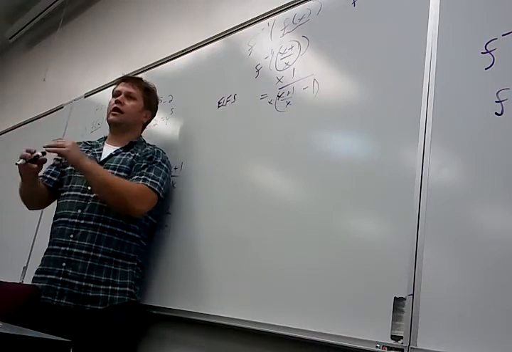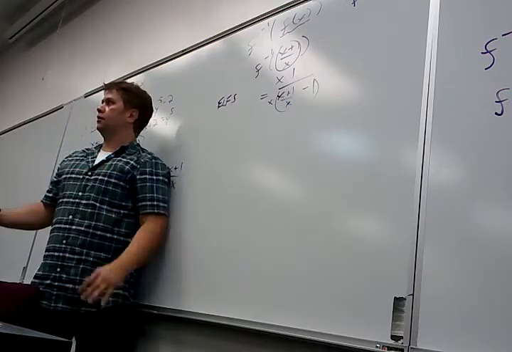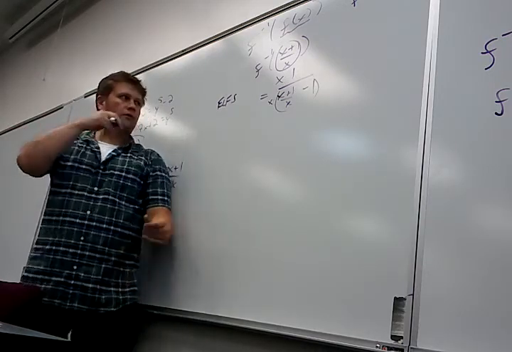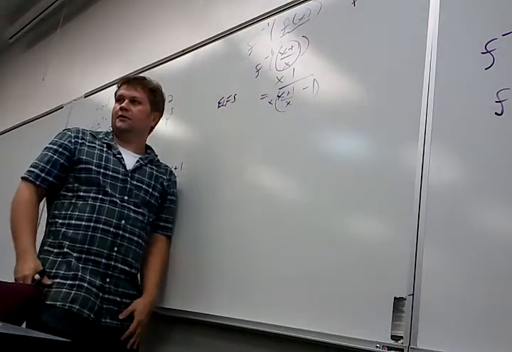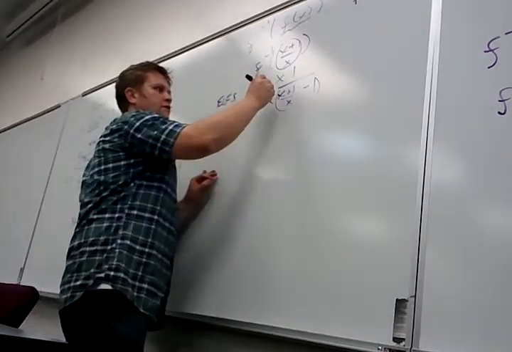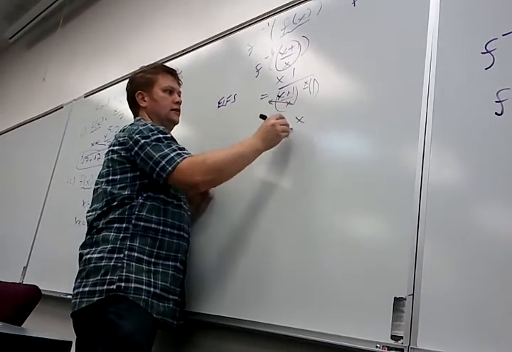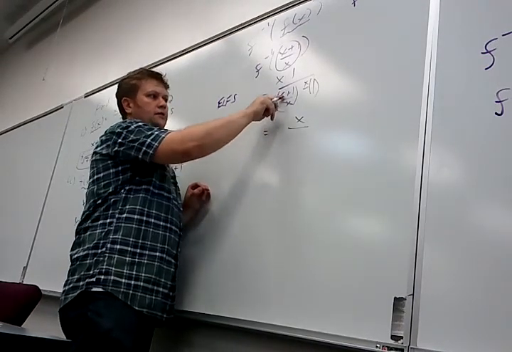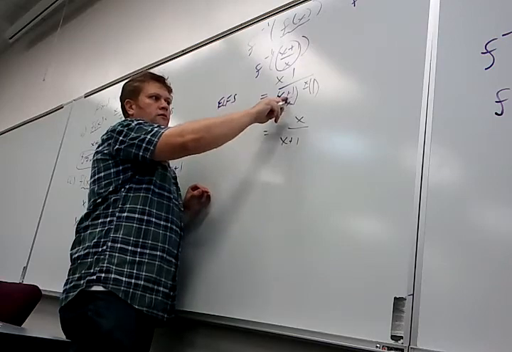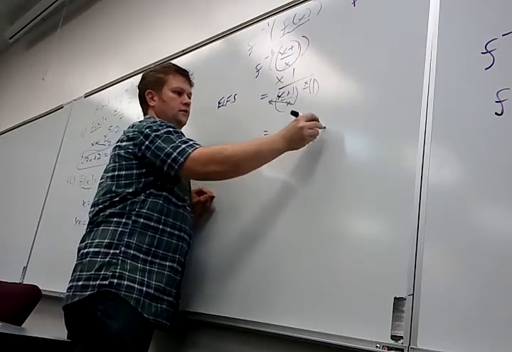You with me? I can multiply top and bottom of a fraction by any damn thing I want to except 0. All right. So you multiply an x through here, on the top you get x. On the bottom you get x plus 1 minus x.